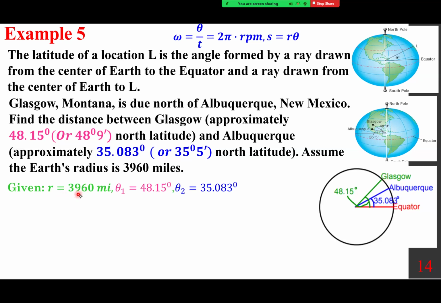So the radius is 3,960 miles. Theta 1 is 48.15. And theta is 35.083 degrees. If we want this distance, which is going to use S equals R theta, we need to find this theta. This angle, the angle between the two cities, is the difference between the two angles. So the central angle between the two cities is the difference of the two numbers, everybody.